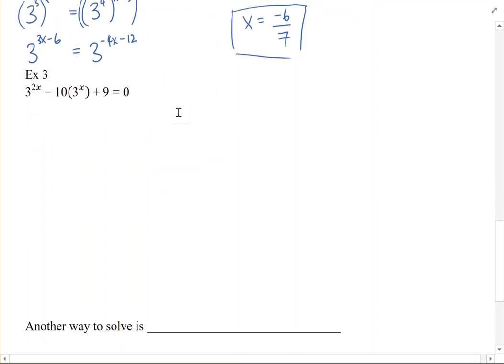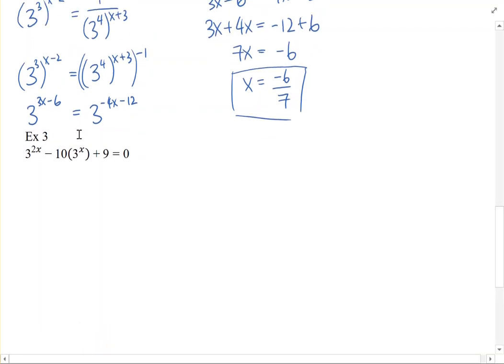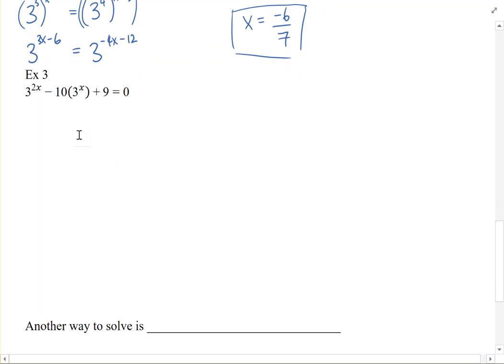And our third example here. This one is a little different. It looks a little bit more complex than the other ones. But I'm just going to write out something here and then you may be enlightened by what you see. I'm just going to say assume a equals 3 to the x. If I replace 3 to the x with a, then the first term is just a squared minus 10a plus 9 equals 0.